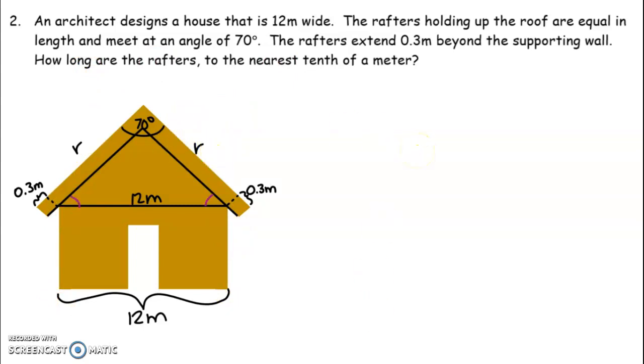So because the rafters are the exact same length, my first thing that I know is that I've got two angles here that are the same because it follows an isosceles triangle. Two sides are the same, so two angles are the same. Now, in order to solve for the rafter length, I need to solve for my R value first and then add 0.3 meters to it. But because I only have 12 meters one side and 70 degrees one angle, I can't really do much until I find two other angles or two other pieces of information. So I'm going to find those two angles by applying the sum of interior angles rule and solving for my theta to give me 55 degrees for each of those angles.